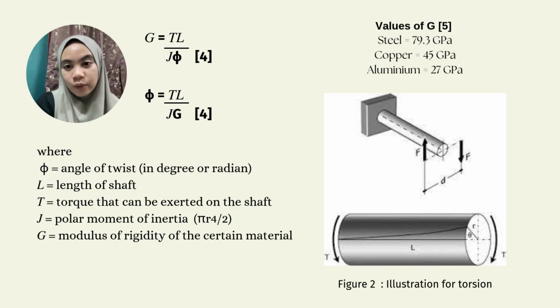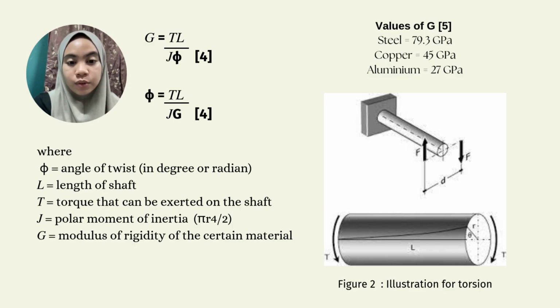So as you know, we only use steel, copper, and aluminium rods in this experiment. Those three rods have different values of G and it's fixed. So we don't need to calculate the value of G of each rod anymore. We have 79.3 gigapascal for steel, 45 gigapascal for copper, and 27 gigapascal for aluminium.